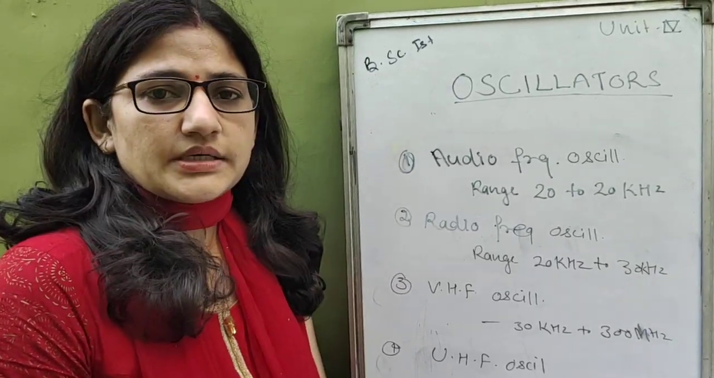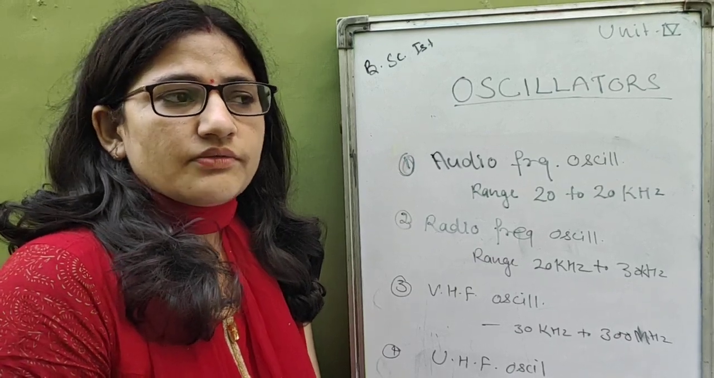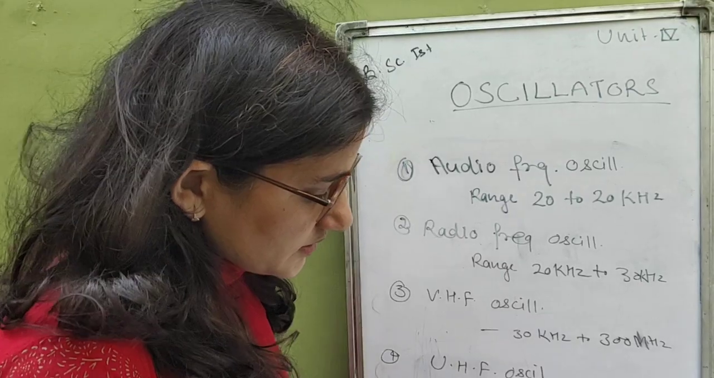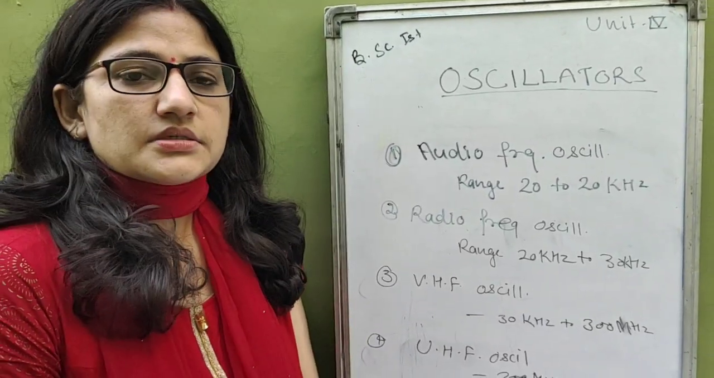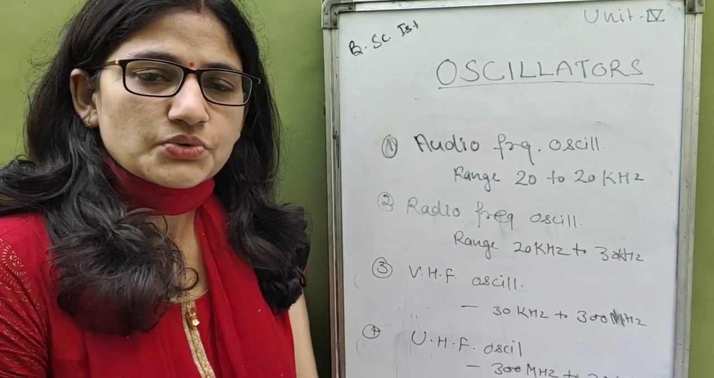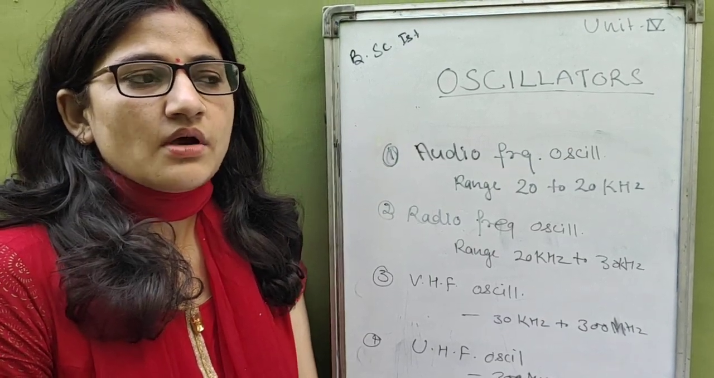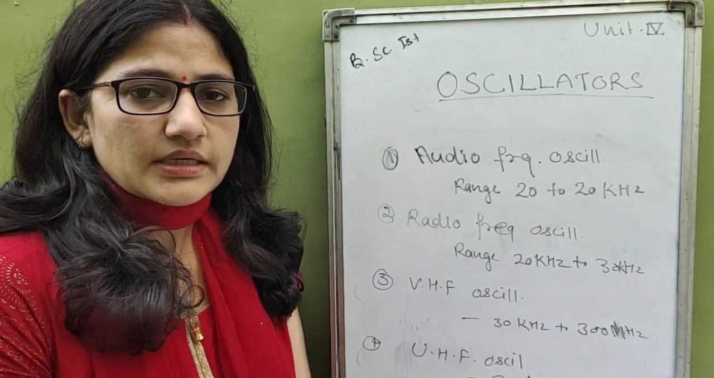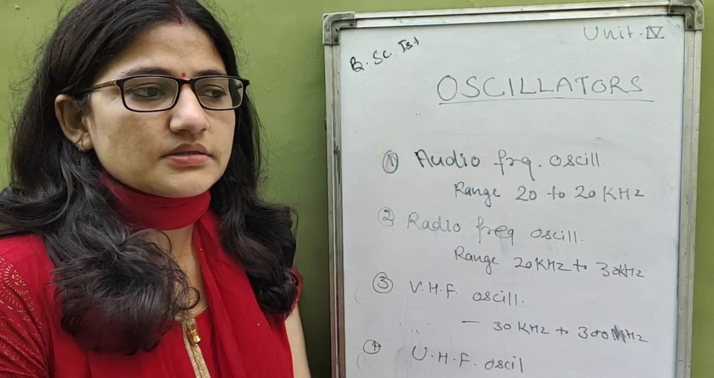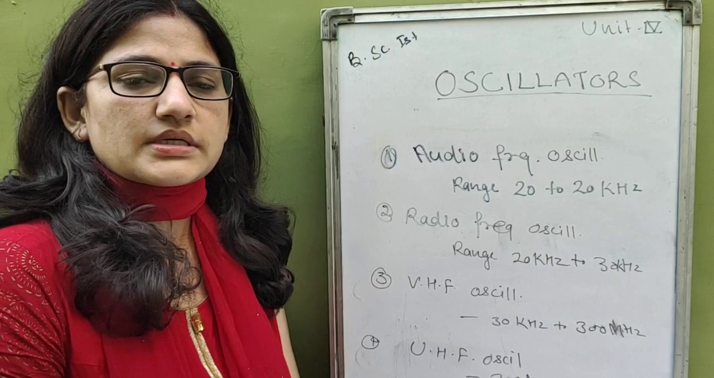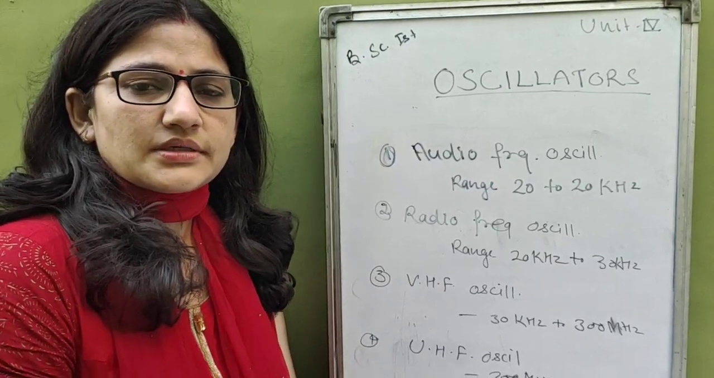We can divide oscillators into two categories. One is sinusoidal oscillators, the other is non-sinusoidal oscillators. Sinusoidal oscillators are those which produce electrical oscillation in the form of a sine wave. For example, tuned-base oscillators, collector-based oscillators, etc. There are many types of sinusoidal oscillators. These are the two main categories.